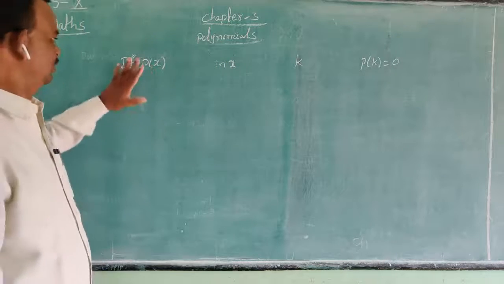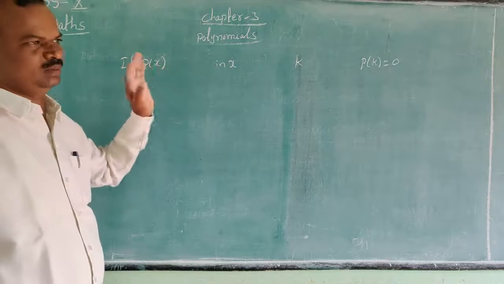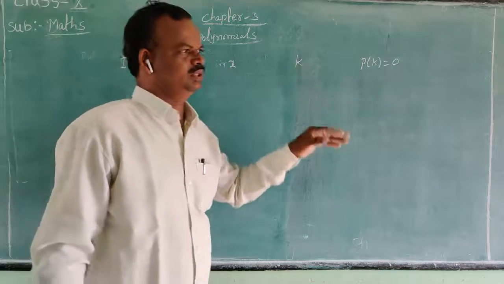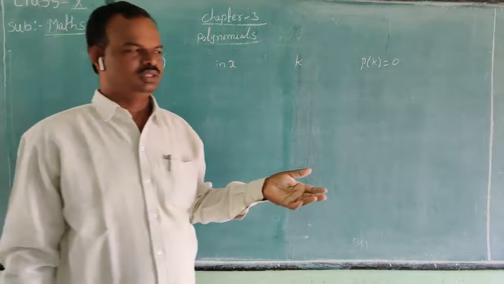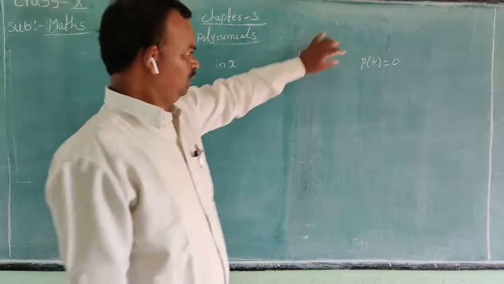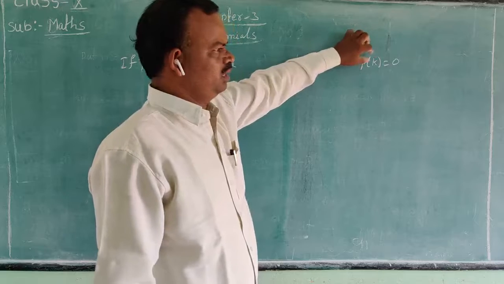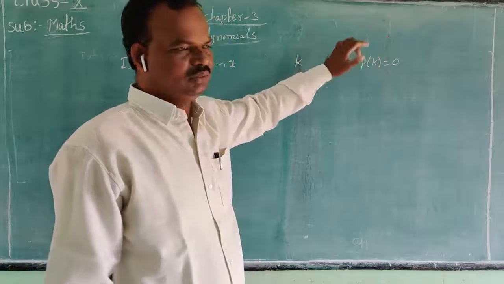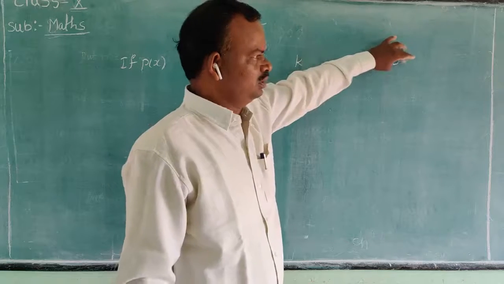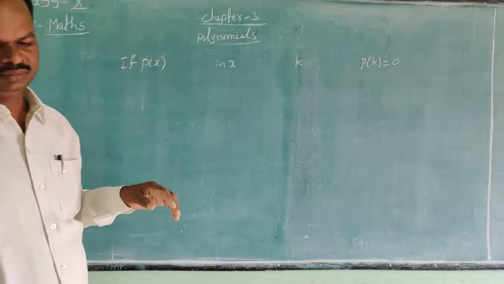That means for any polynomial p of x, let p of x be x square plus 2x plus 1 or something in variable x. For any real number k, that means 0, 1, 2, 3 and also negative values, minus 1, minus 2, minus 3 and so on, where the value p of k, that means p of 1 or p of minus 1, p of 2 or p of minus 2, for any value is equal to 0, then that k is called the zero of the polynomial.